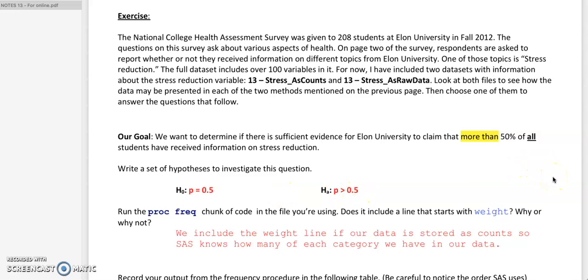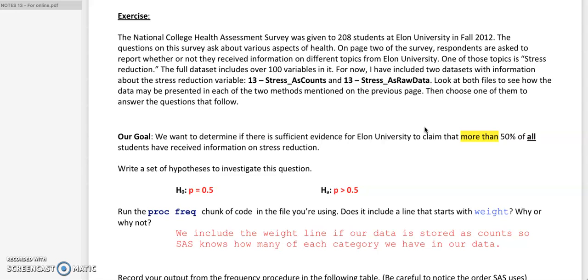The last thing in Notes 13 is an example to give us some practice going through an entire problem from beginning to end. So I've got some data for you in SAS On Demand that is from a survey that was given to 208 Elon students in the fall of 2012. And this survey had a whole bunch of questions about different aspects of health, mental health, physical health, everything. The actual full data set includes over 100 variables. I don't remember exactly how many.